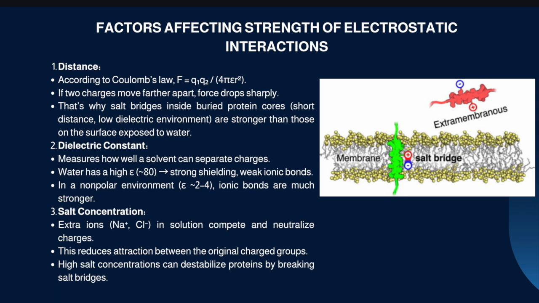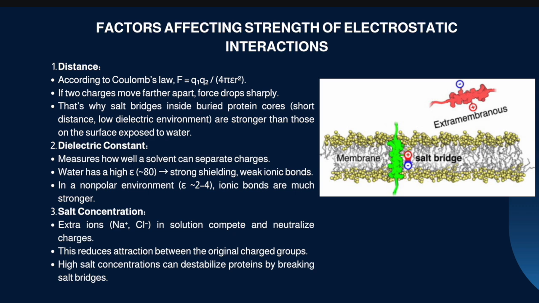So let's understand the three factors which will help us understand how these electrostatic interactions are formed. First is the distance, already told you, Coulomb's law. If you increase the distance, the force declines. Force declining means it is more difficult for them to form the electrostatic interaction. That's why salt bridges inside the buried protein core, means they are at a lesser distance, in a low dielectric environment, are stronger than those on the surface.